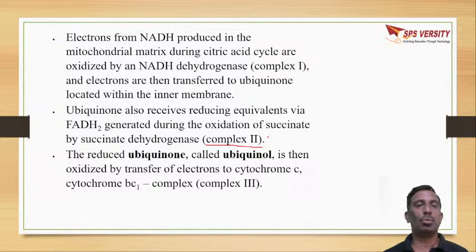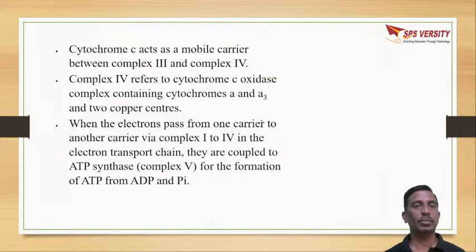NADH2 will undergo oxidation and release electrons which are taken by complex 1. The same process will take place. FADH2 will undergo oxidation and release electrons which are taken by complex 2. So from complex 1 or 2, electrons go through the mobile electron carrier, coenzyme Q, and are taken to complex 3.